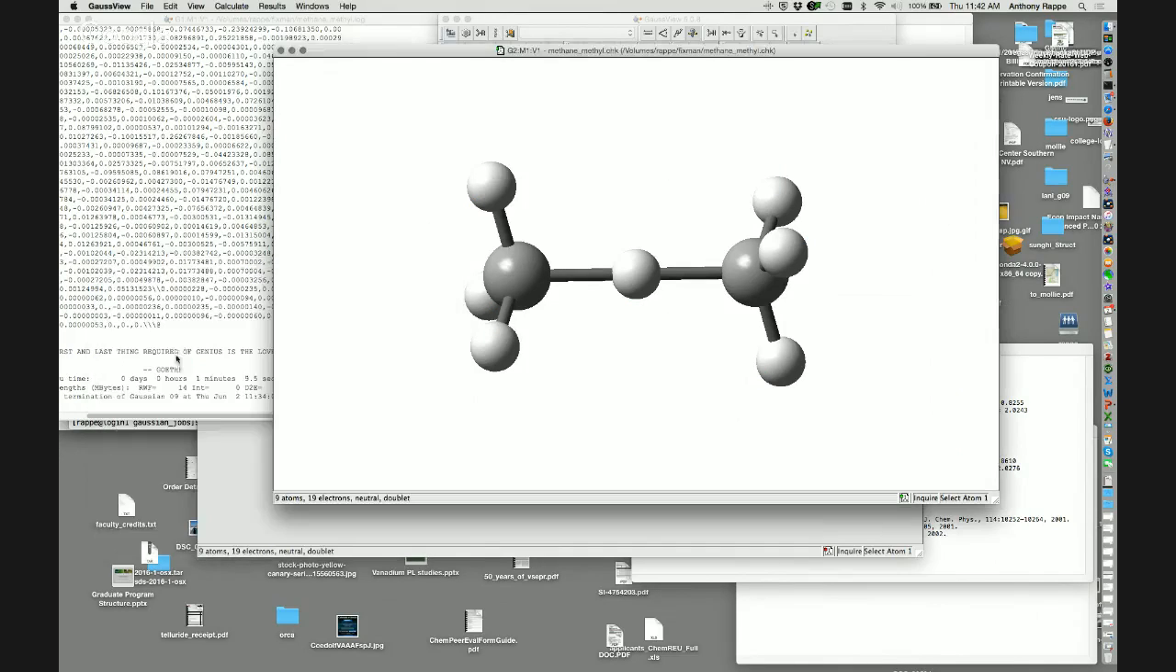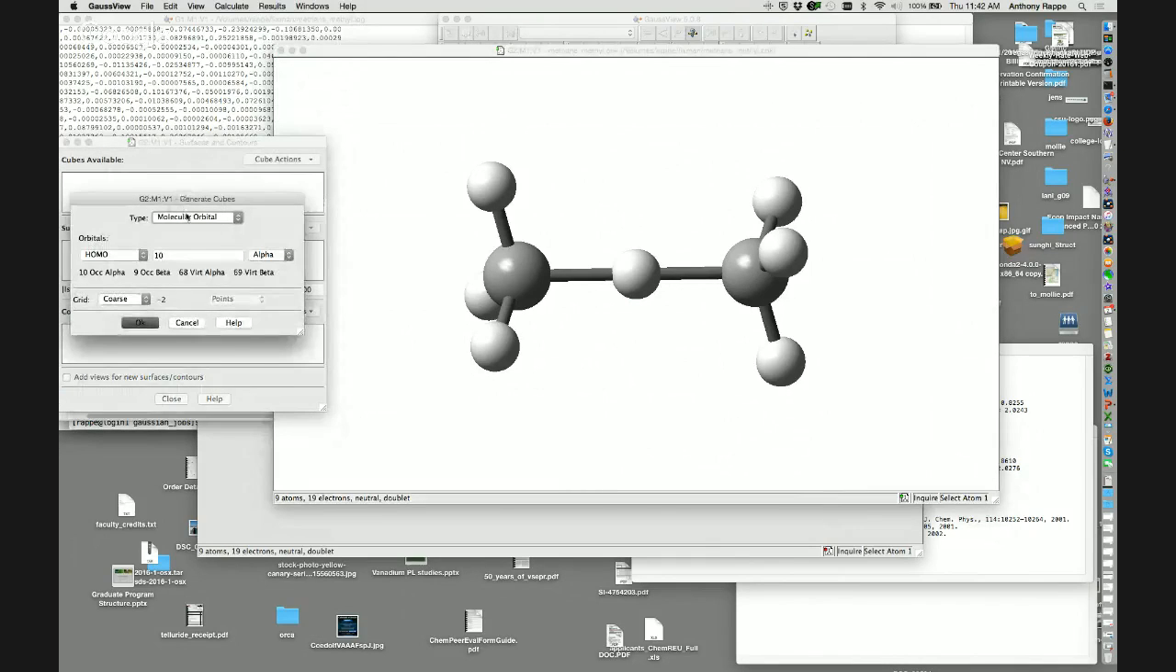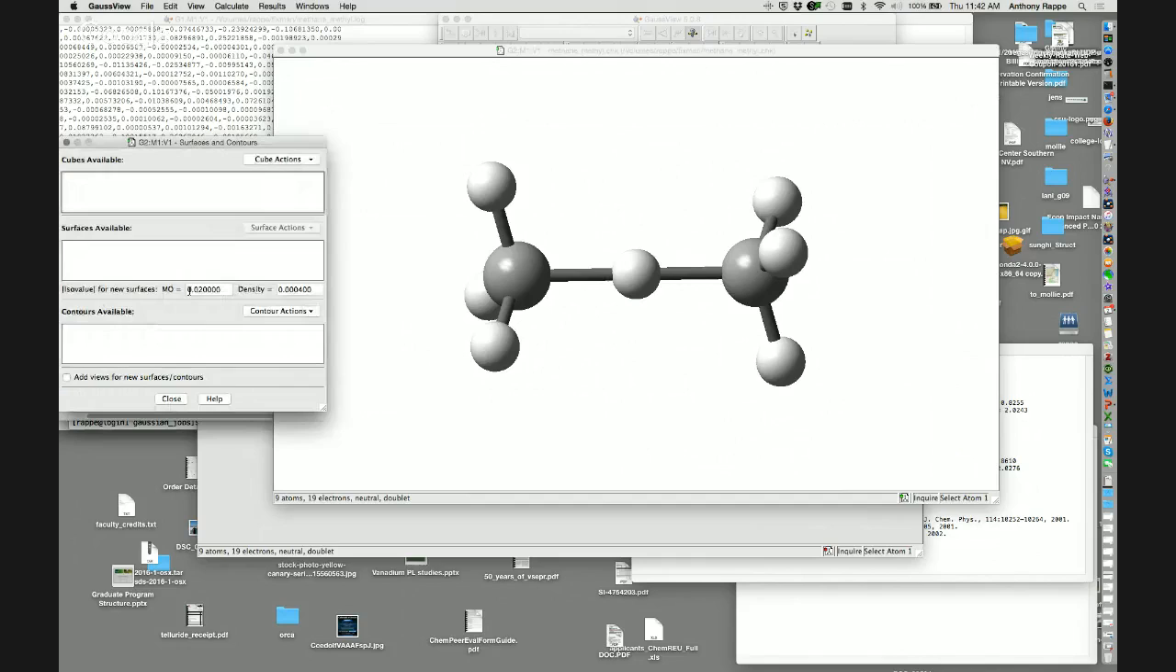If you just do a normal calculation, it'll be in the checkpoint file? Yes. Oh, okay, that was my question. Well, obviously go to surface contours, and we're going to make a new cube. Now, because we have an unpaired electron, we have this spin density option. And just by inputting a compound with an unpaired electron, it will automatically generate it.